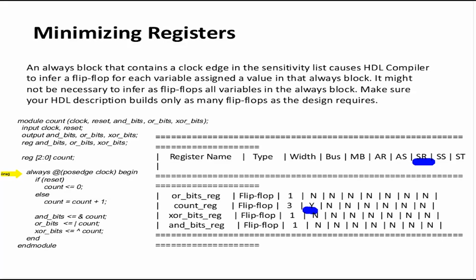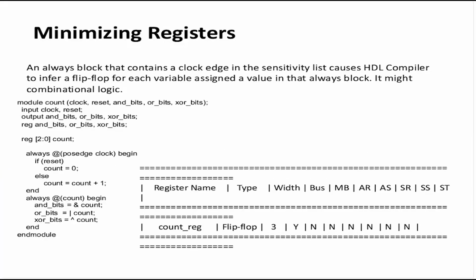But just taking a first look and delving a bit deeper, we can say that AND bits, OR bits, and XOR bits are combinational operations on the count, and most probably it is not needed that they be represented by flip-flops. How do we correct this code? Like this.